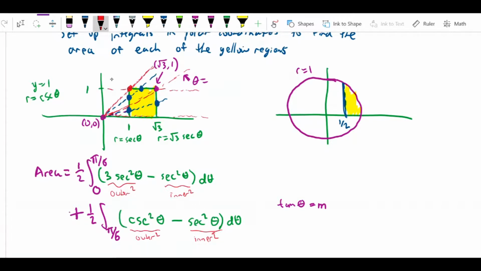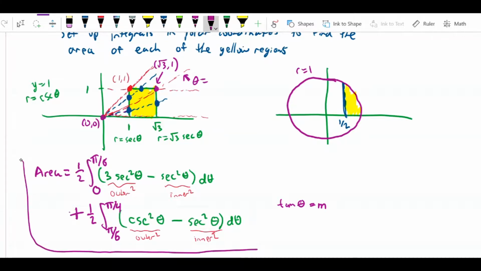This point here is the point 1, 1. So we can see that there's going to be a line whose slope is 1. We already know that the pure diagonal line, y equals x, which would pass through 0, 0 and 1, 1, is theta equals pi over 4. We've covered that in previous examples. So this is going to be up to pi over 4.